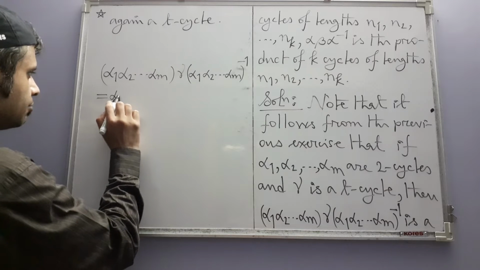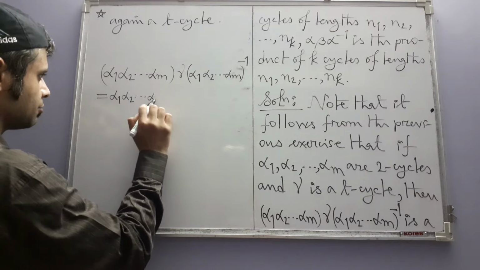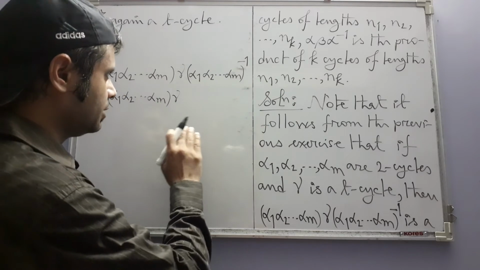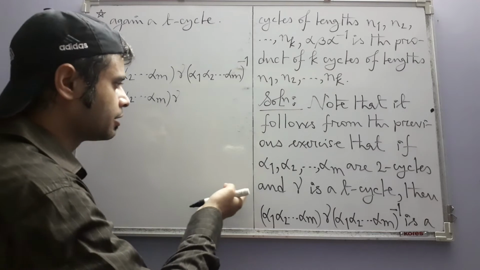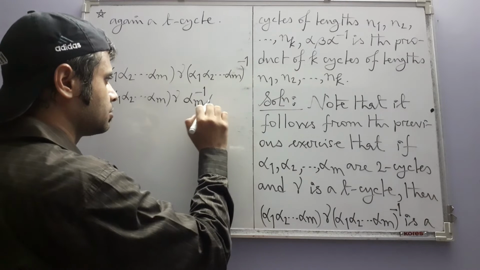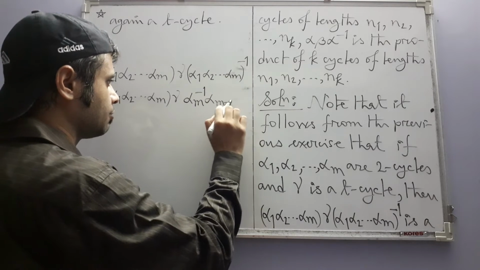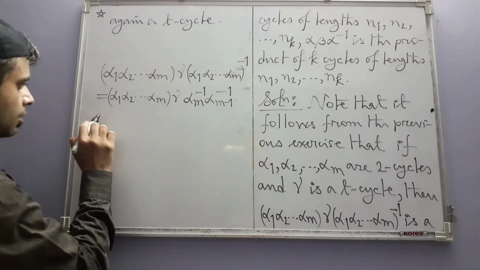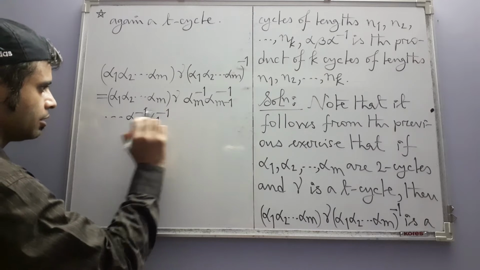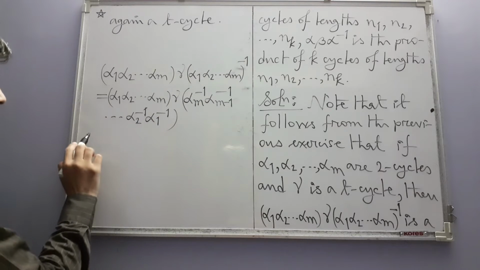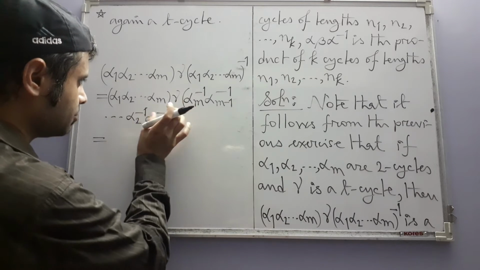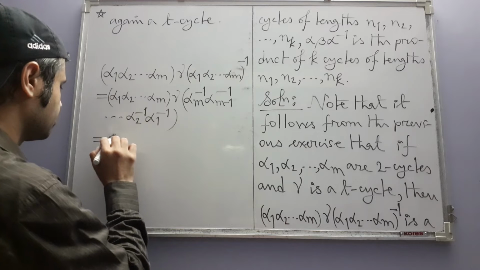Now you know that in a group, when you take the inverse of a product, then that equals the product of the individual inverses but taken in the opposite order. So that means alpha m inverse, there will be a previous one, alpha m minus 1 inverse. Like that we will have alpha 2 inverse, alpha 1 inverse. Now if you rearrange, actually you don't have to change the order, but you regroup things in this manner.